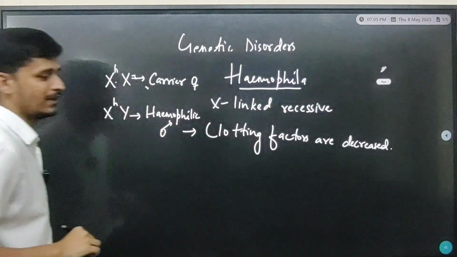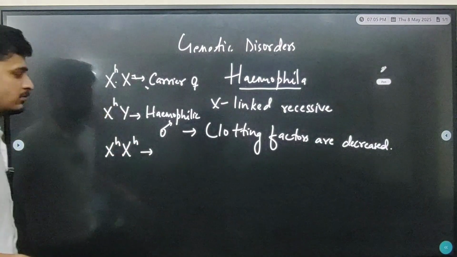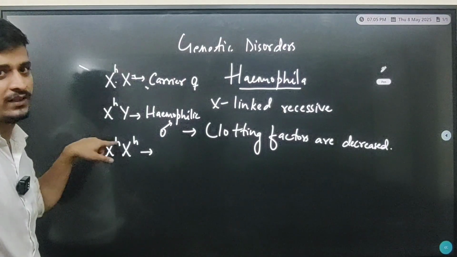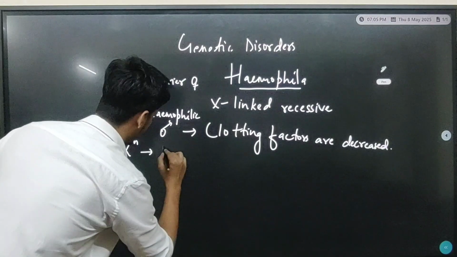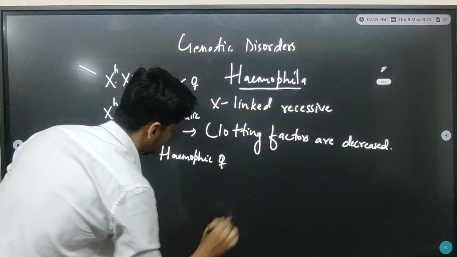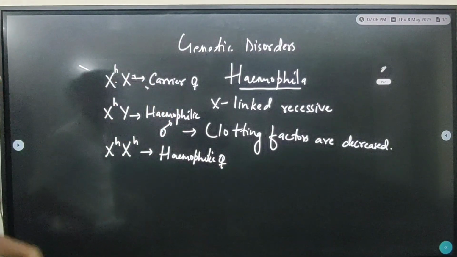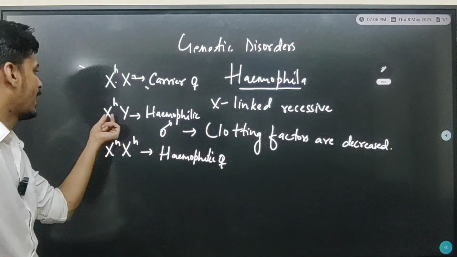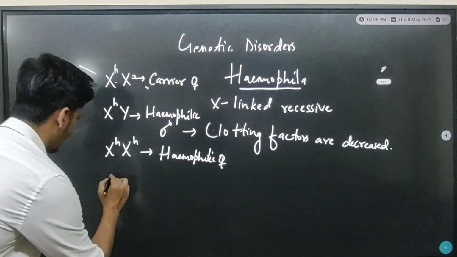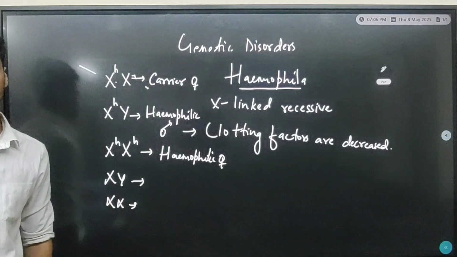Hemophilic male, right? And if both X chromosomes of a female have the hemophilic gene, it will lead to a hemophilic female. So XHXH hemophilic female, XHY hemophilic male, XHX carrier female, XY normal male, XX normal female.